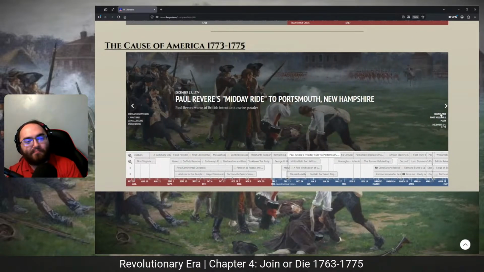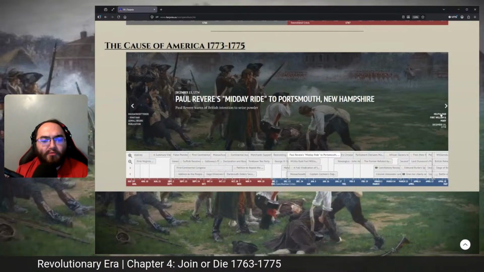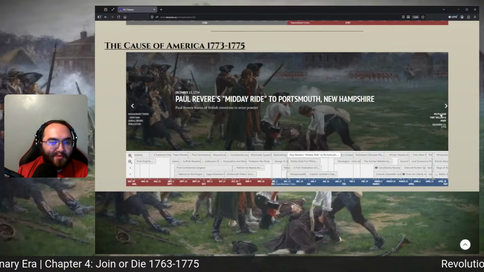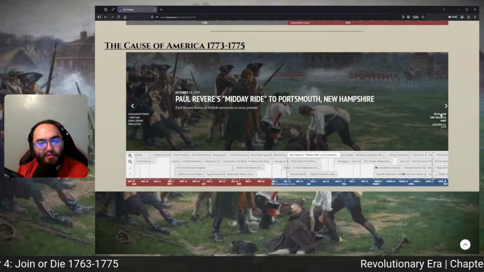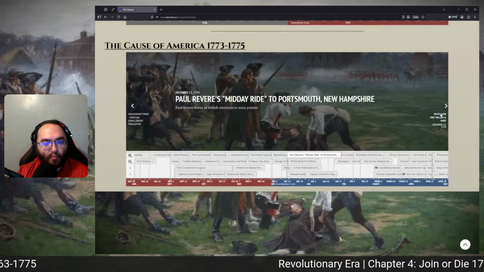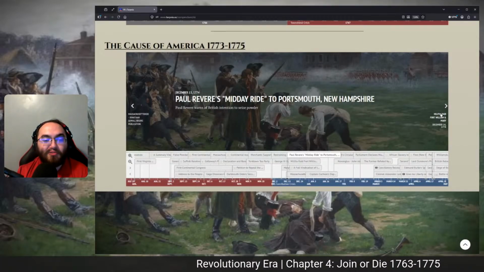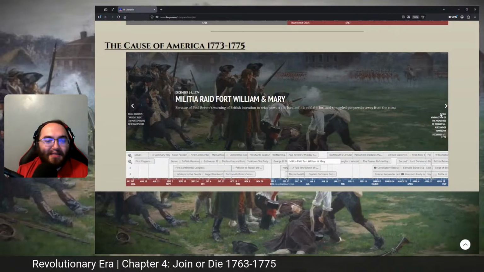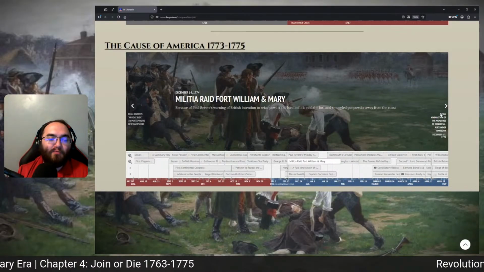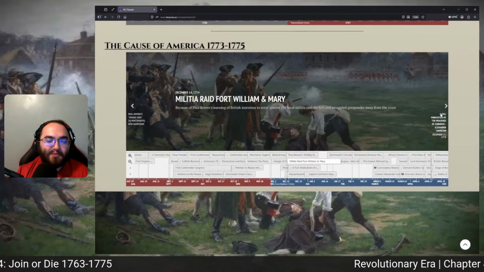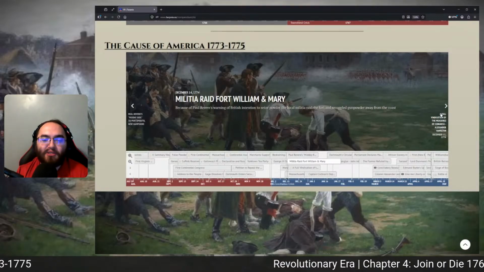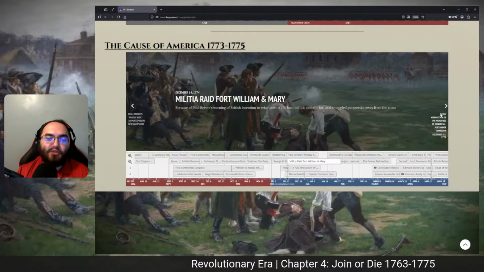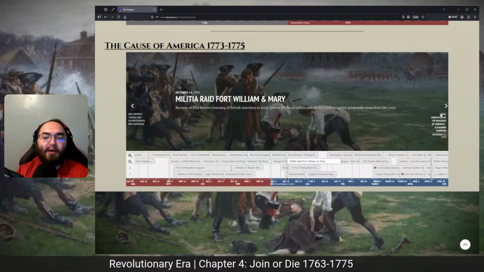And you have Paul Revere, his midday ride, as opposed to the midnight ride, to Portsmouth, New Hampshire. Paul Revere warns of British intention to seize powder. I wonder if that sounds familiar. And the militia decide to raid Fort William and Mary. Because of Paul Revere's warning of British intention to seize powder, the local militia raided the fort and smuggled gunpowder away from the coast.